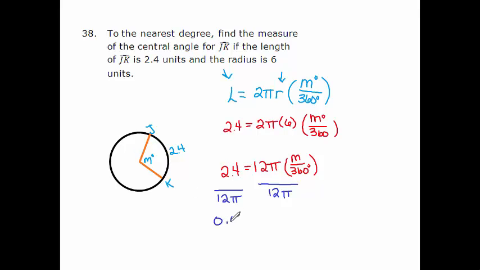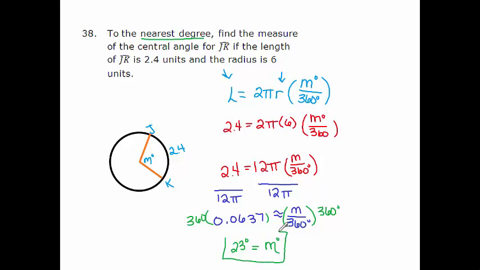That's approximately 0.0637. And then we can multiply both sides by 360. They said to the nearest degree, so that is approximately 23 degrees would be the measure of that angle and that arc.